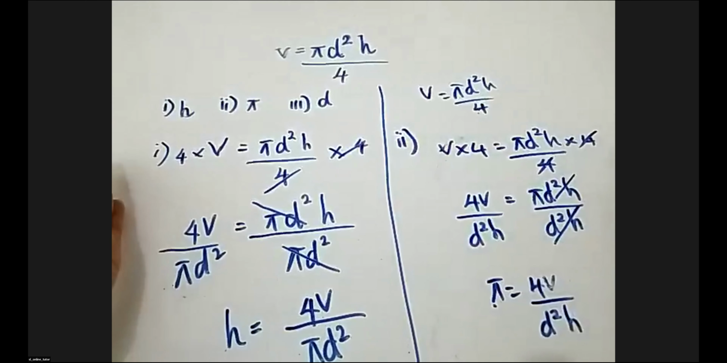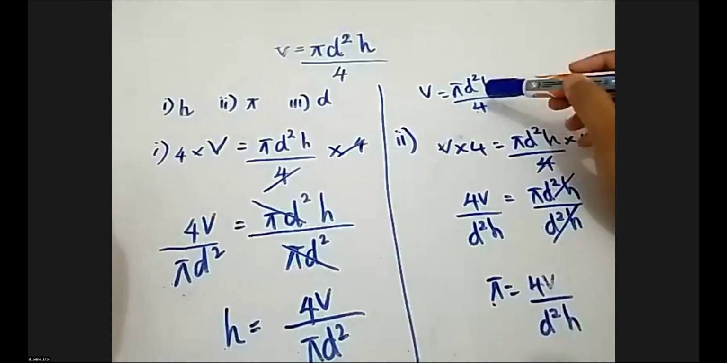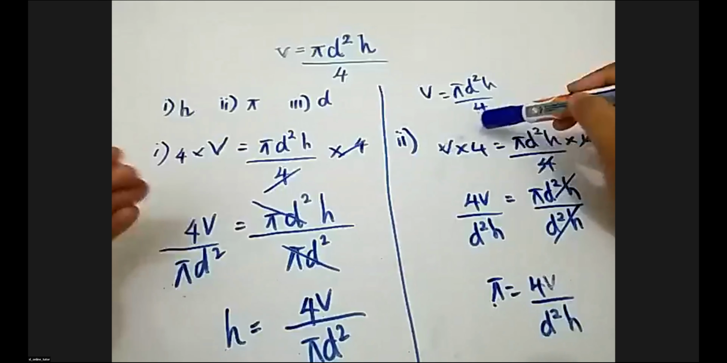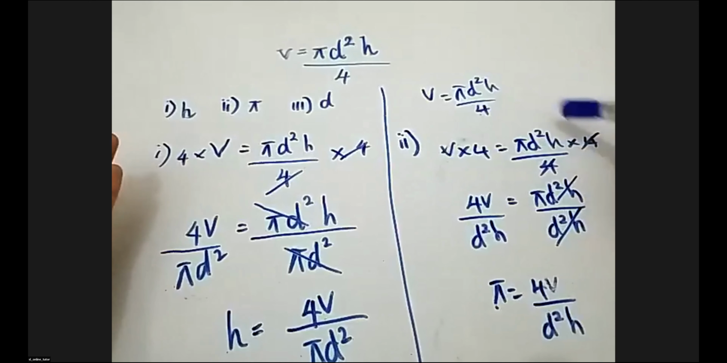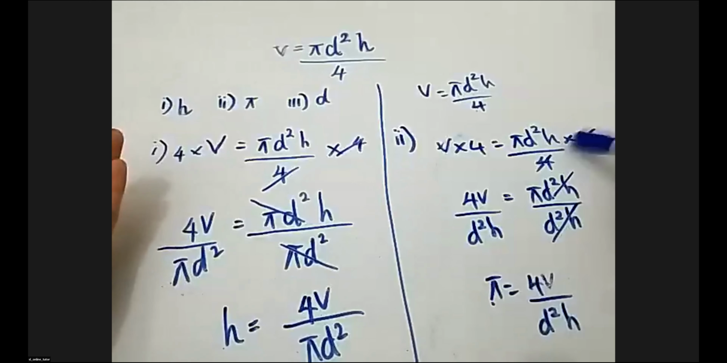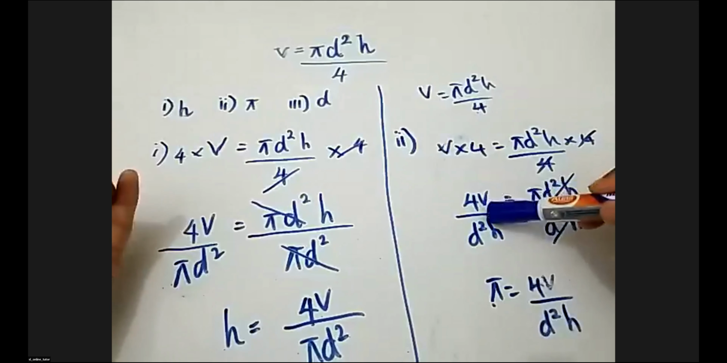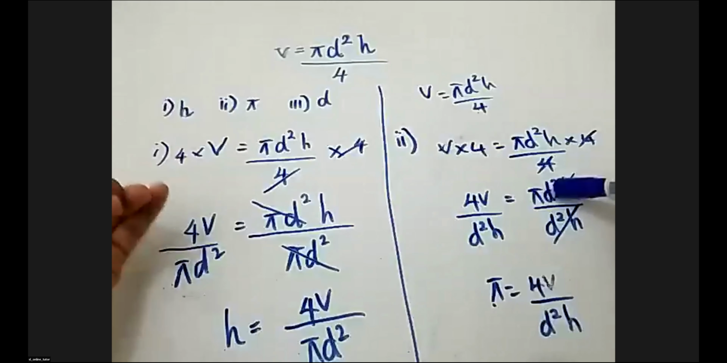Now, the first thing is we have to remove the denominator. Denominator is through a division. So if you want to remove that, you have to do the opposite of division, that is multiplication. So I multiplied 4 on both sides and cancelled it from here and got it here. Now we get 4v is equal to pi d squared h.